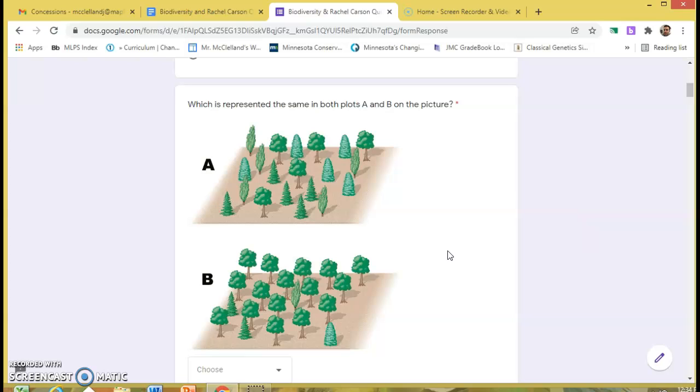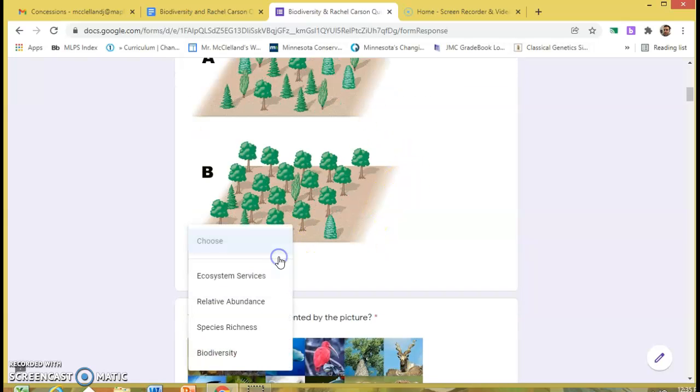Well, what is the same? If you compare, it's a little lopsided. There's a lot more of these trees. They look like deciduous trees compared to this other one. But if you count the number of different kinds of species or kinds of trees on each plot, they actually are the same. So what's the same in both cases would be species richness. They have the same richness of different kinds of trees.